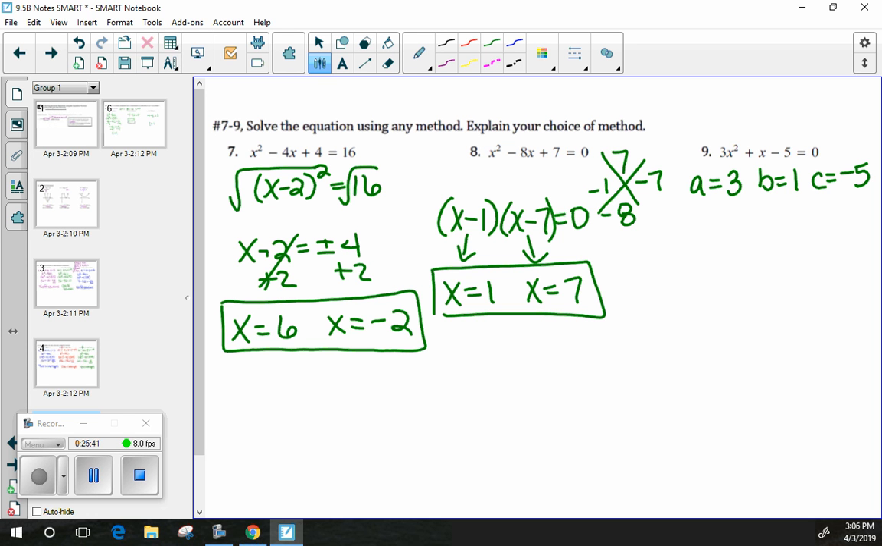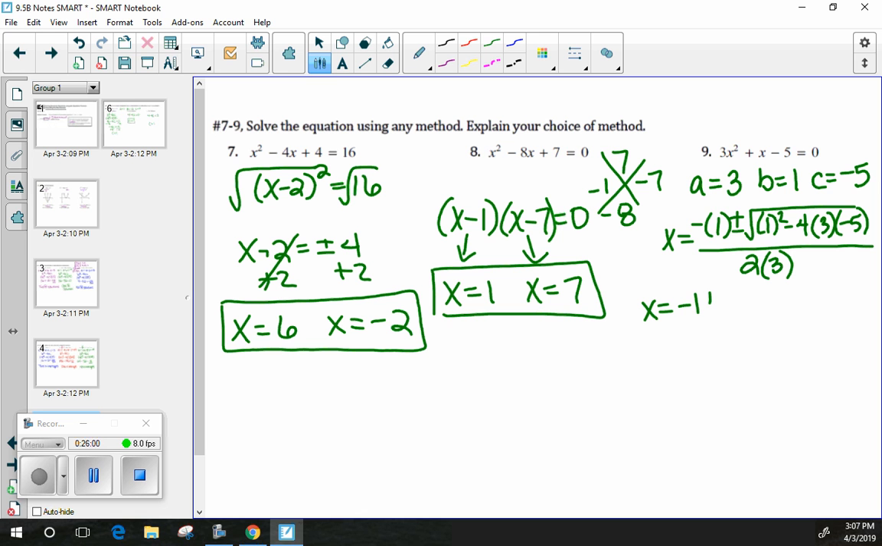Okay, so we'll do negative b plus or minus the square root of b squared minus 4 times a times c, all of that over 2a. And then that gives me negative 1 plus or minus the square root of 1 squared, which is 1. 4 times 3 times a negative 5 gives me a positive 60 when that's all said and done, over 6. And then what's 1 plus 60, guys?